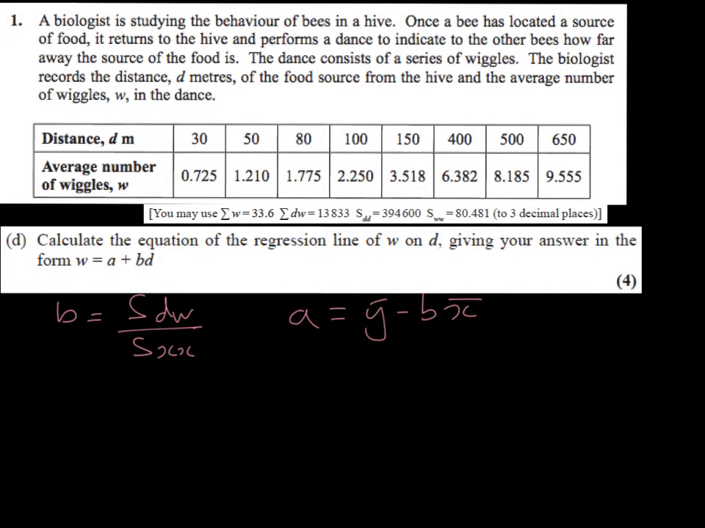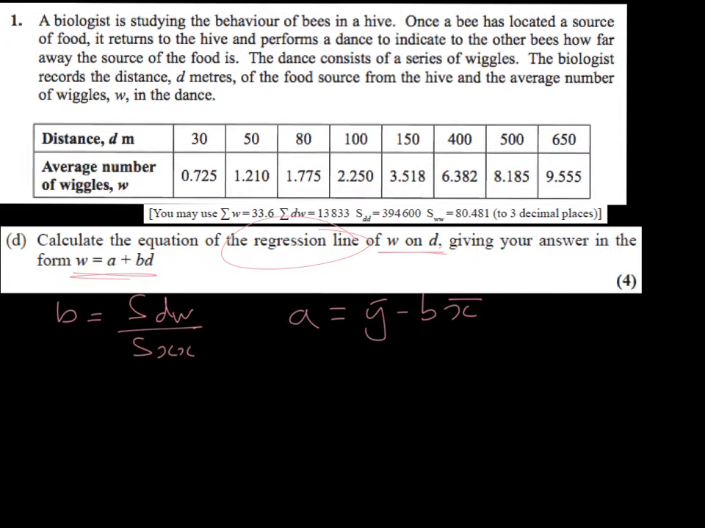In part D, we're asked to calculate the equation of the regression line of W on D. And we're asked to give our answer in the form W equals A plus BD. So just interpreting the equations for the regression coefficient, which is given as Y on X in the formula booklet, we can say that B is going to be the covariance over Sxx, and A is going to be Y bar, or the mean of Y minus B, multiplied by X bar.